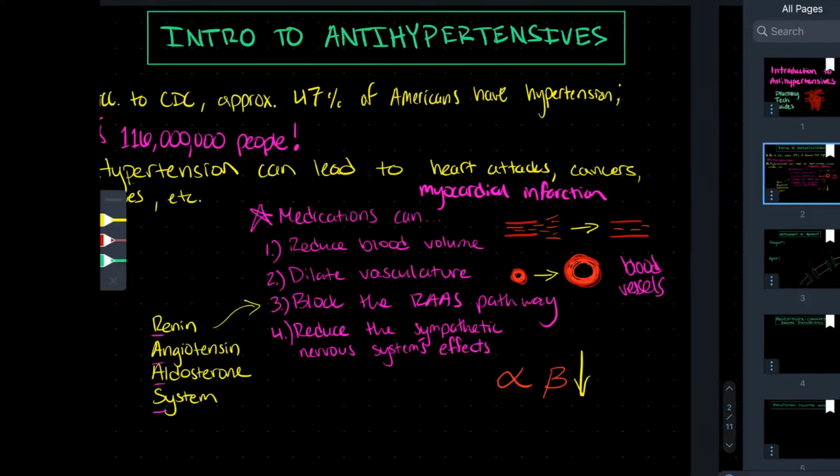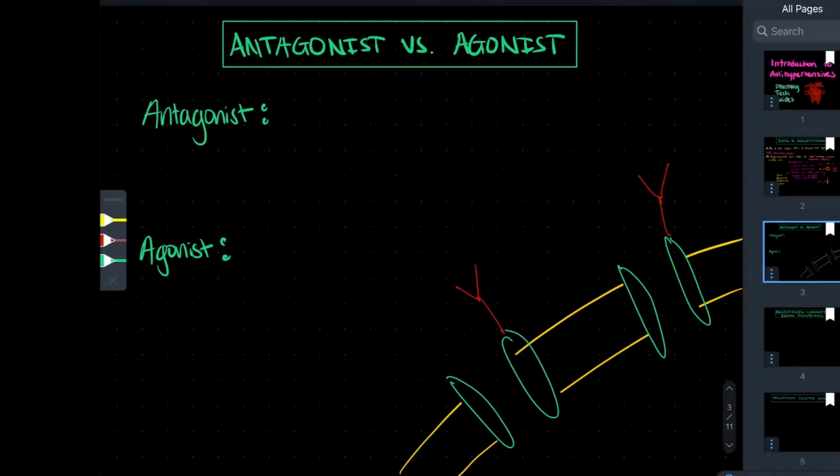So first, I think that where we should start is just getting some terminology out of the way. So you're going to see this a lot in pharmacy, the difference between an antagonist and an agonist. So an antagonist, so right here we have our cell. Here's our cell wall. And then here we have these two channels.